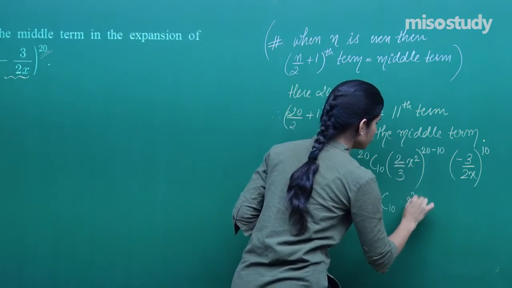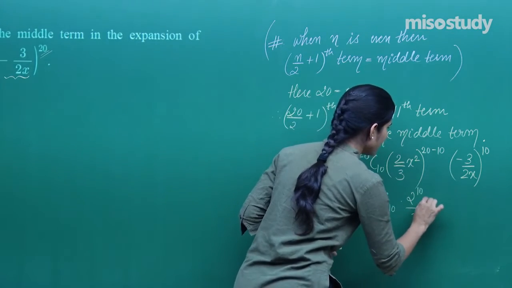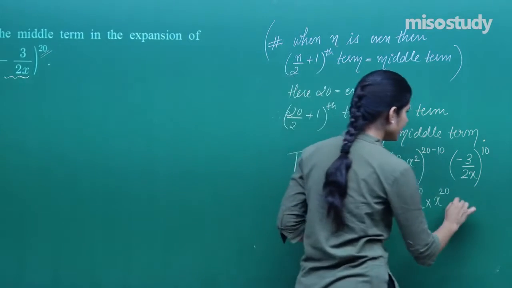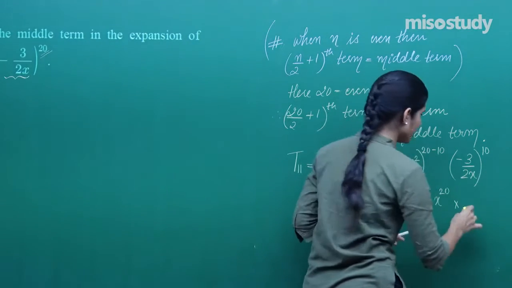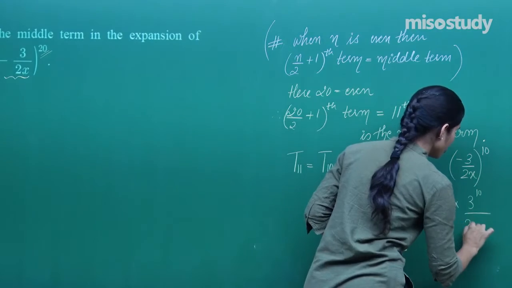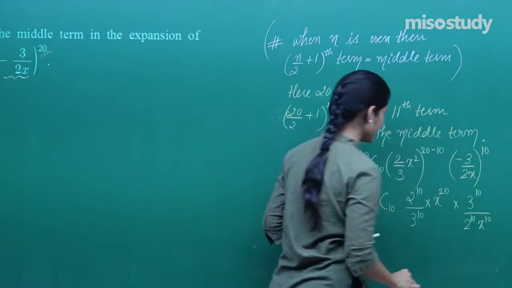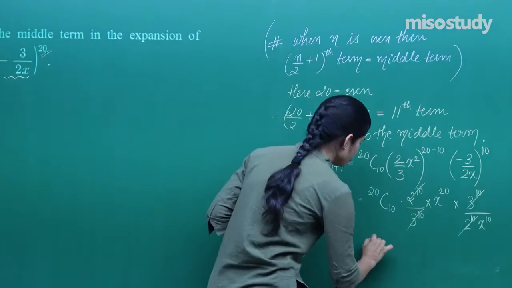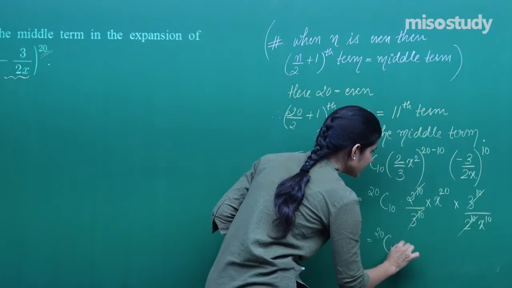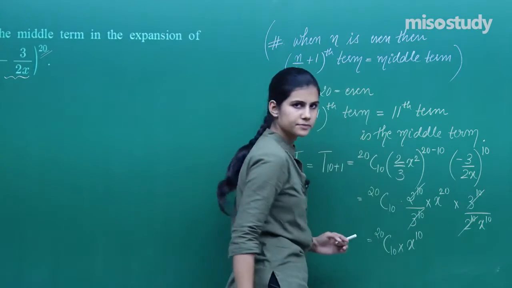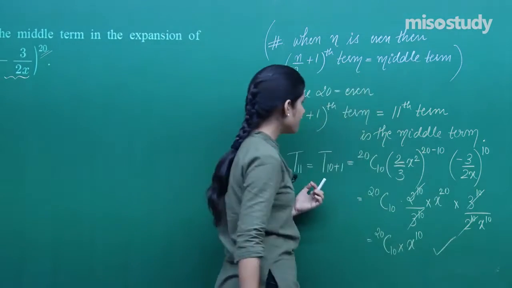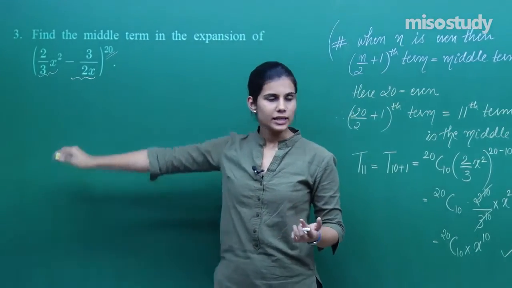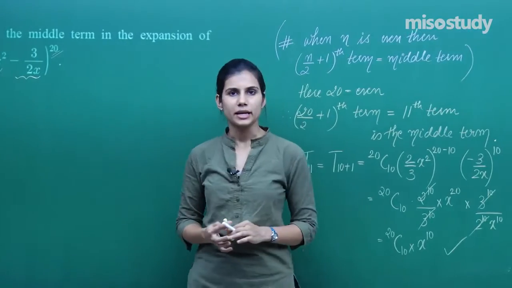This is what? 20c10, 2 to the power 10 upon 3 to the power 10, x to the power 2 into 10, that is 20. Minus 1 to the power 10 is 1 only. This is 3 to the power 10 upon 2 to the power 10, this is x to the power 10. 3 to the power 10 cancels out, this cancels out. You are left with 20c10 into x to the power 10. This happens to be your 11th term in the expansion of this particular expression. Clear? And this 11th term is actually your middle term.